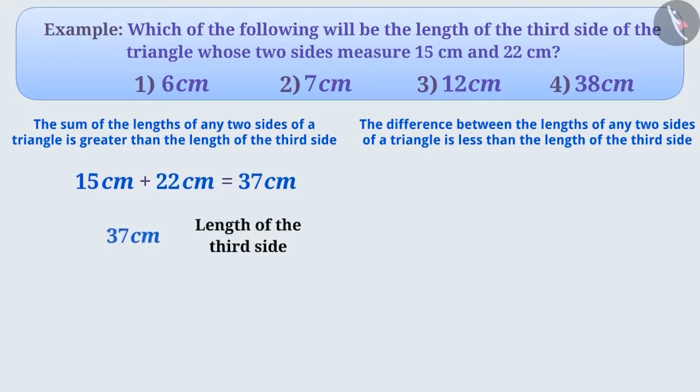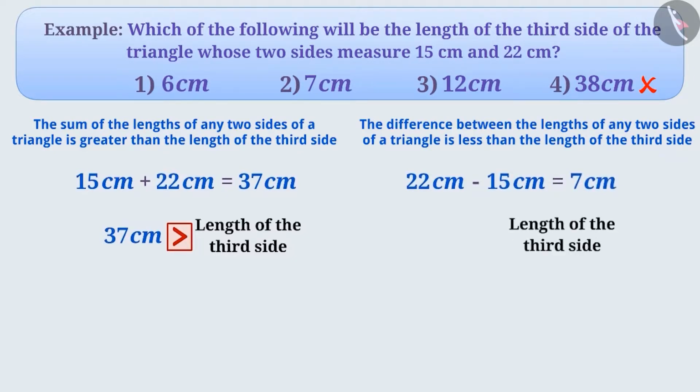Therefore, the length of the third side should be less than 37 cm. Therefore, the length of the third side cannot be 38 cm. That is, option 4 cannot be the answer to the question. We also see that the difference between the two sides of the triangle is 22 cm minus 15 cm, which is equal to 7 cm. Therefore, the length of the third side cannot be 7 cm or less. That is, option 2 and option 1 are also the wrong answer to this question.